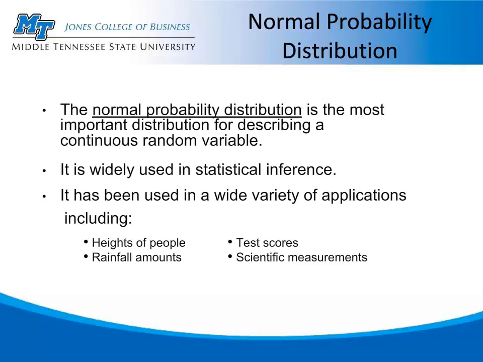The normal distribution is probably the most widely used probability distribution of all of them. It's used in many different places in statistical inference. There are so many different things that are approximately normal. The examples given here are the heights of people, rainfall amounts, test scores, scientific measurements. IQ scores was one of the places where they gave the name to the bell curve.